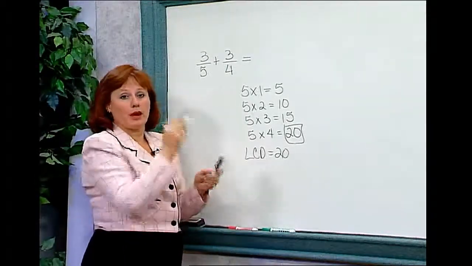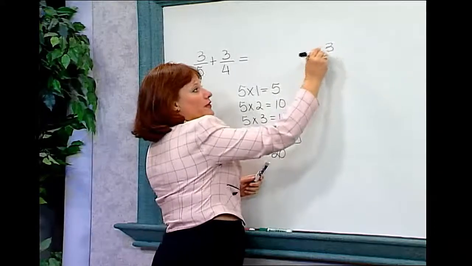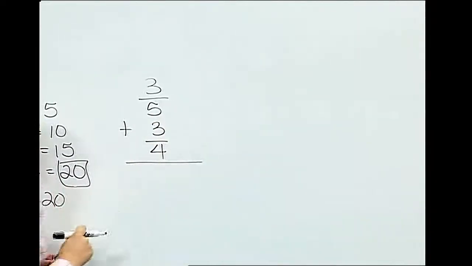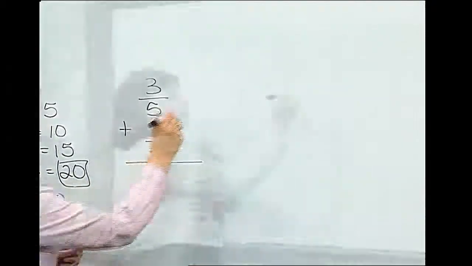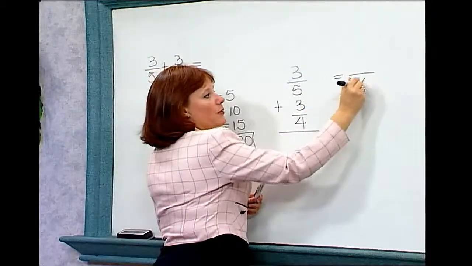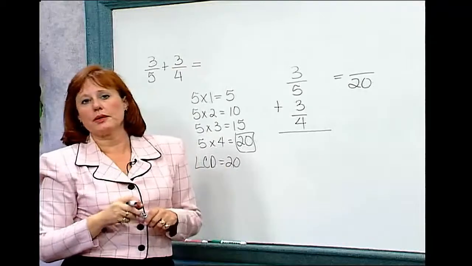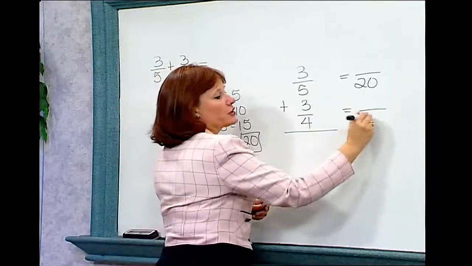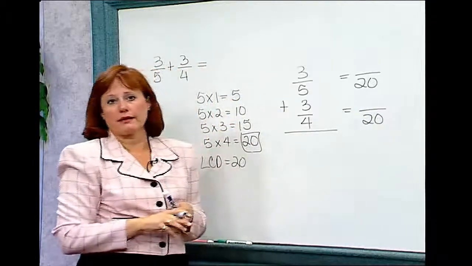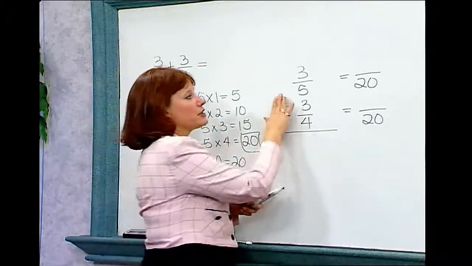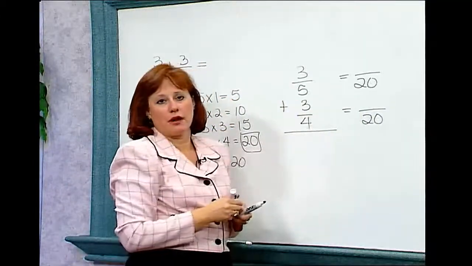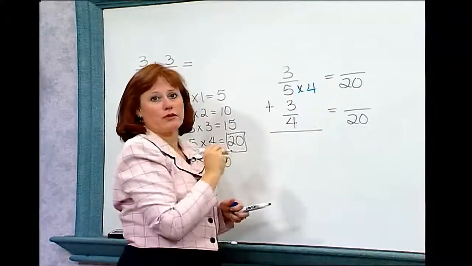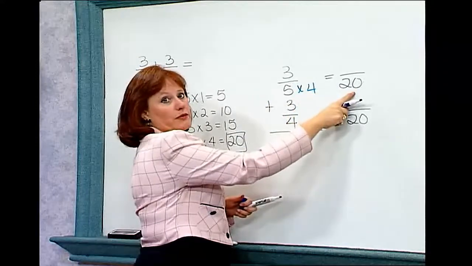Now I'm going to write my problem vertically. So I have 3/5 plus 3/4. I know that I want to have a common denominator of 20. So I'm going to be changing these fractions into equivalent fractions that have the denominator of 20. Each of these fractions, when I'm done, will be in terms of 20ths. I want to change this fraction into a fraction with 20 in the denominator, and I know I need to do that by multiplying the denominator of the fraction by 4, since 5 times 4 will give me 20.